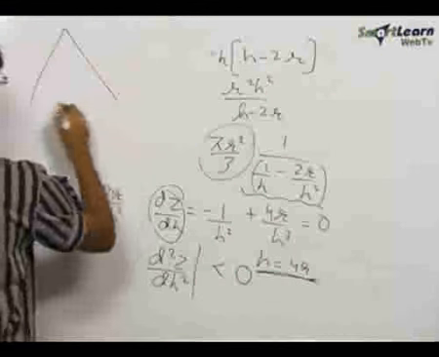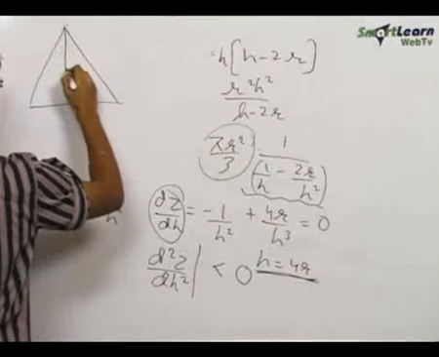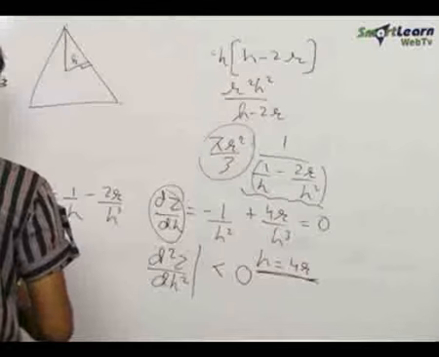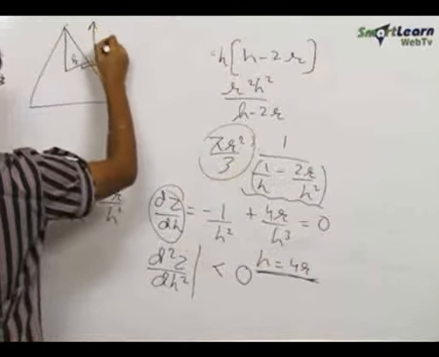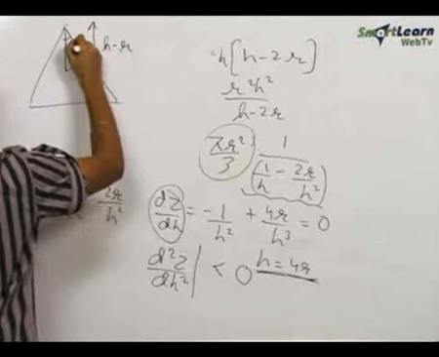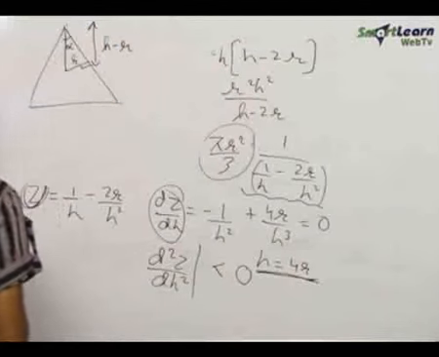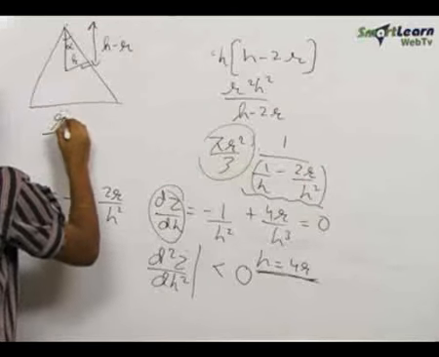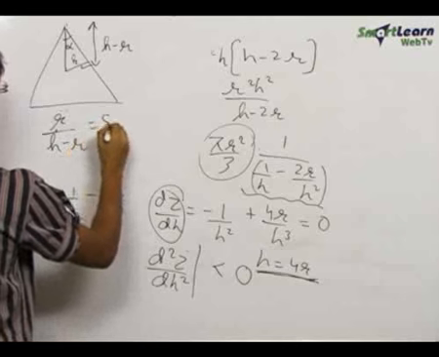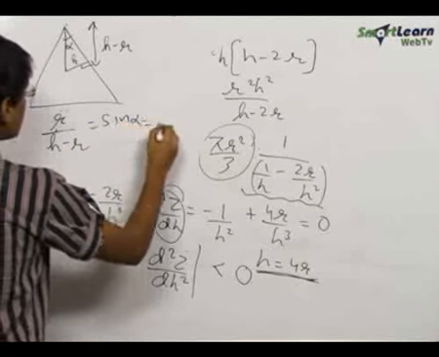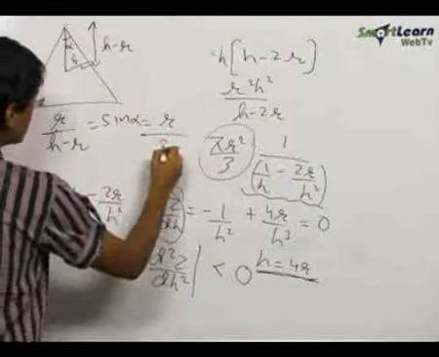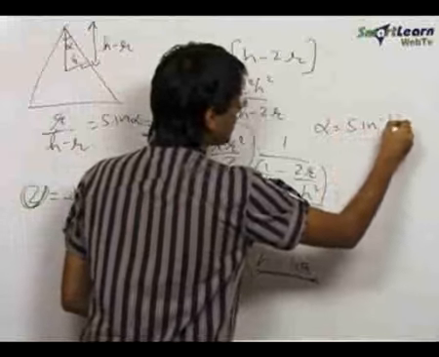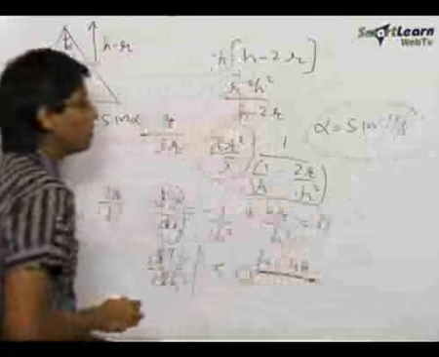Now from the geometry of the cone, we had this equal to r, this equal to h minus r, and this was the semi-vertical angle. So we had r upon h minus r to be equal to sine alpha. This is equal to r upon 4r minus r, that is 3r, and hence alpha comes out to be equal to sine inverse 1 upon 3.